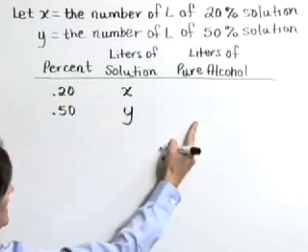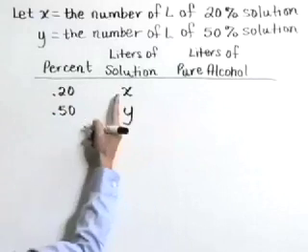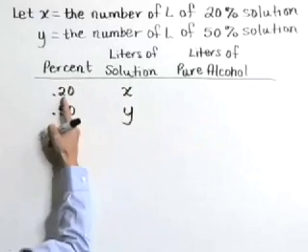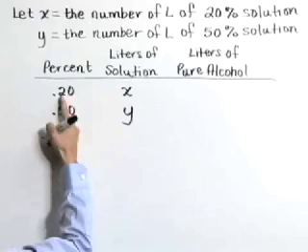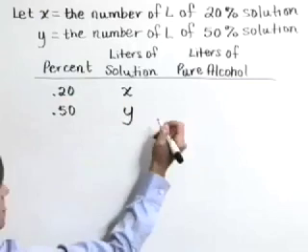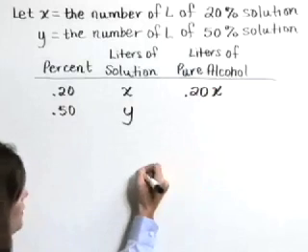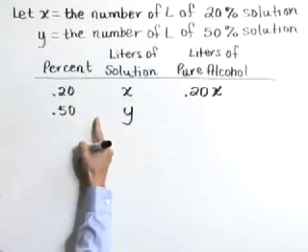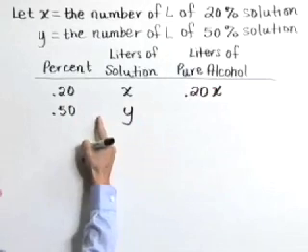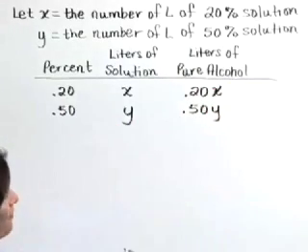Now to complete this last column, which is liters of pure alcohol, this first container is a 20% alcohol solution, and we find the amount of pure alcohol by taking 20% of x, or 20% times x. So let's write that amount then as 0.20 times x. For our second container, the 50% solution, the amount of pure alcohol there in liters is 50% of y, or 0.50 times y.